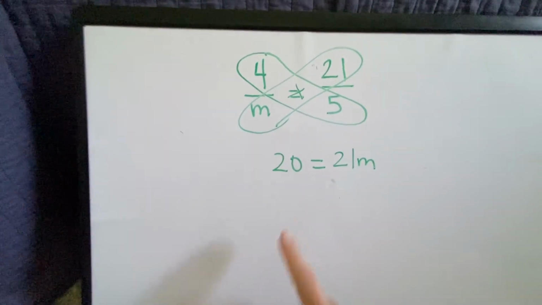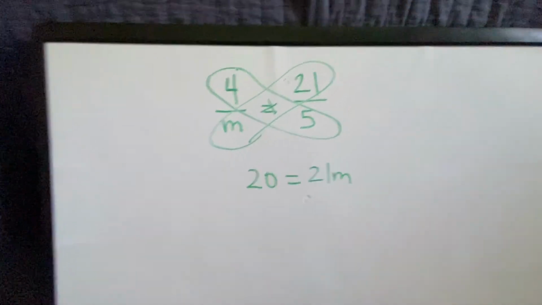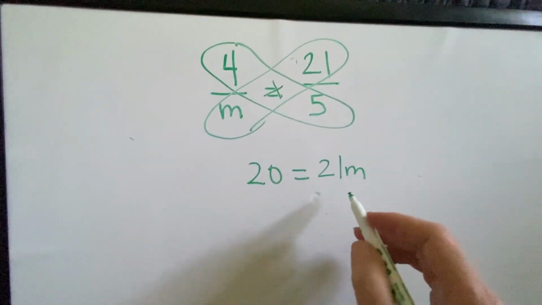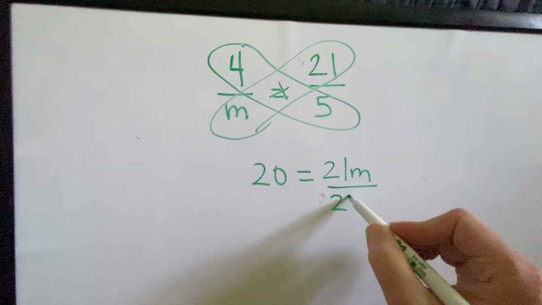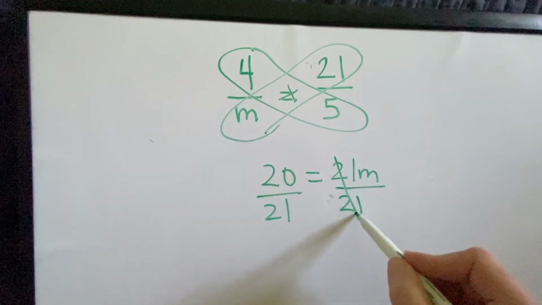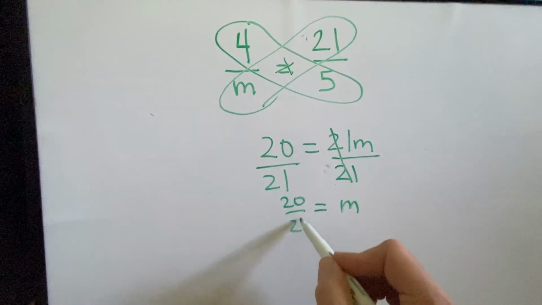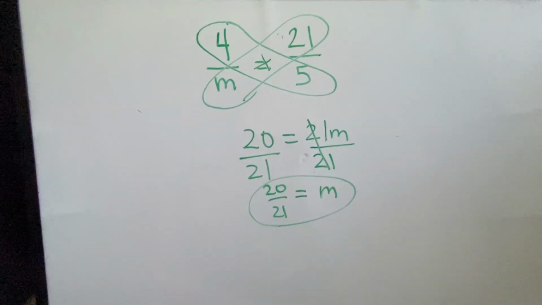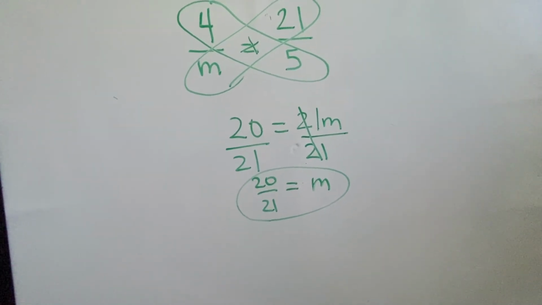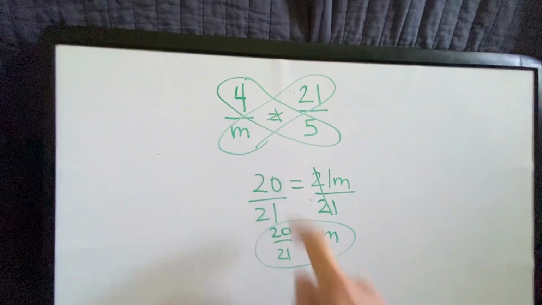So 4 times 5 is 20. 21 times m is 21m. Now we need m by itself, so we want to cancel out this 21 by dividing by 21. So we're going to get m equaling 20 over 21. It seems like an odd answer, but the fraction 20 21sts is what m has to equal in order to make this ratio true.